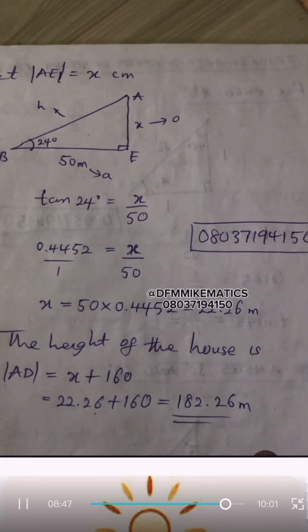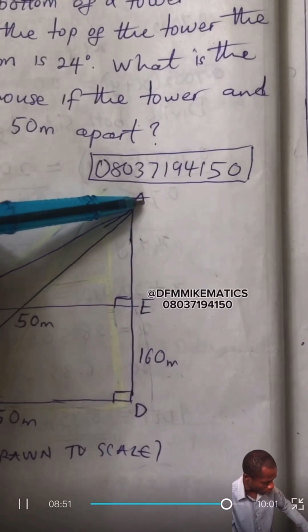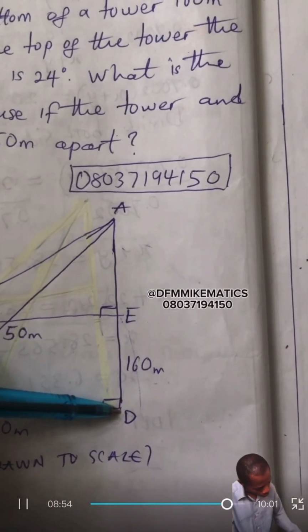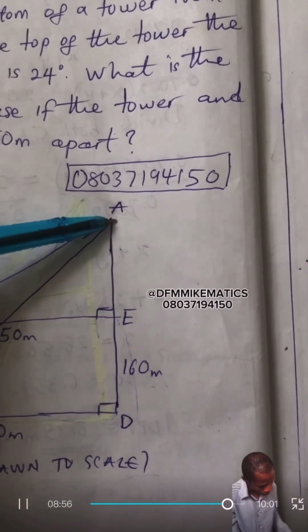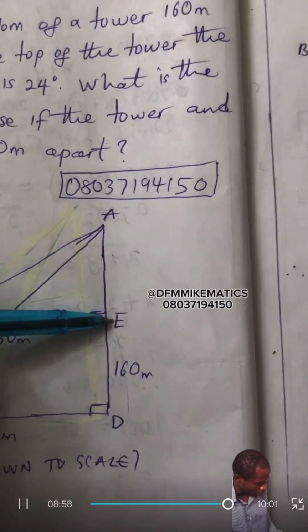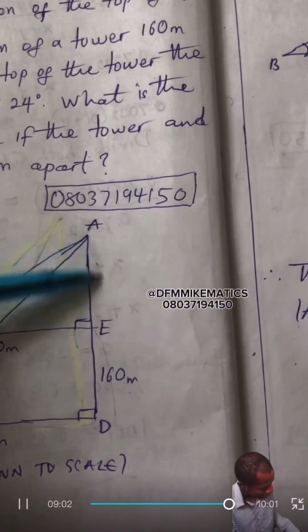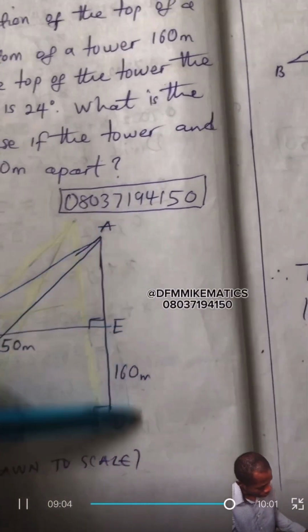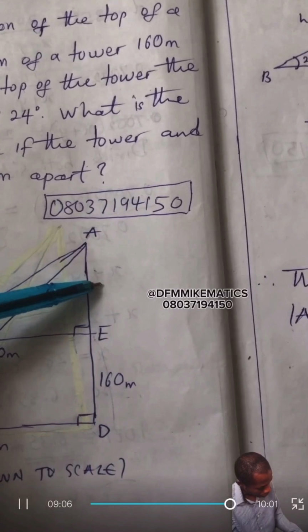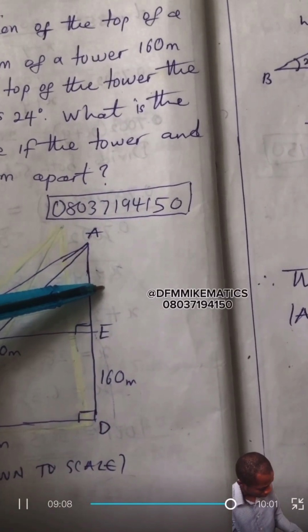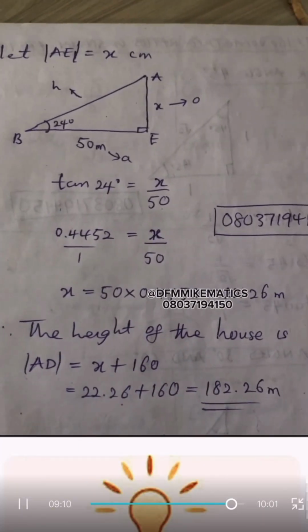So to find the height of the house, like I said, the height of the house is from A down to D, which covers this part, which is AE, and covers this part ED. So the whole of this represents what? The height of the house. And we succeeded in getting AE, which is 22.26 meters. We now add it to this 160 meters. That gives us the height of the house.